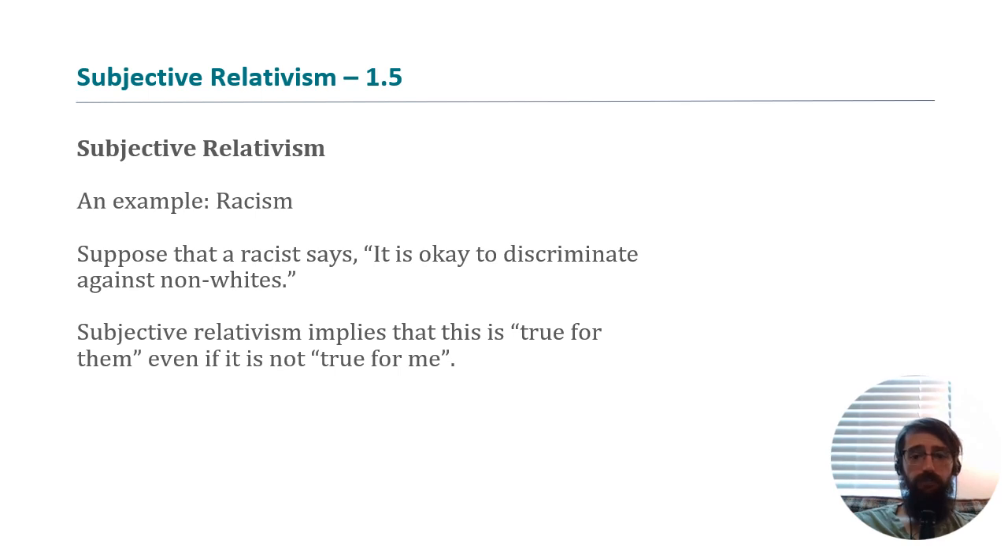this belief would be true for that person, even if it's not true for me. So even if I find the belief like repulsive, right, I think that it's false, according to subjective relativism, it's not like I'm in the right for thinking that that's a bad view. I just have my own view, this racist has their own view, and neither of us is like getting things right. Right? We just have our own separate views. Mine are true for me, the racist's are true for the racist.